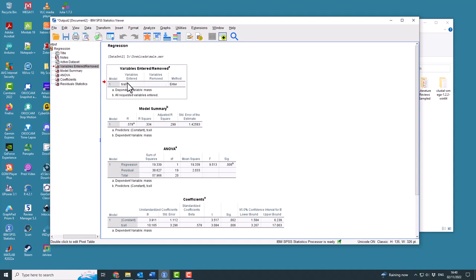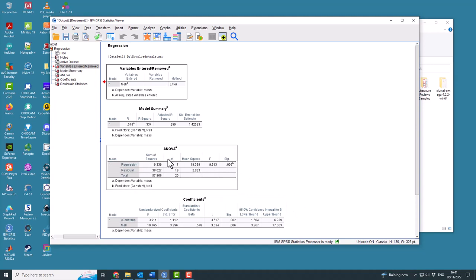So T cell is your x-axis, and it's predicting your mass. Next thing, it tells you your R and your R squared. So your R is 0.578. It's not amazing, but it's not terrible. The R squared is 0.334, which means 33.4% of the variation in the amount of mass the bird is lifting is related to the T cell count. That means another 67% is related to something else to do with the bird. Could be just general to do with size and other things like that.